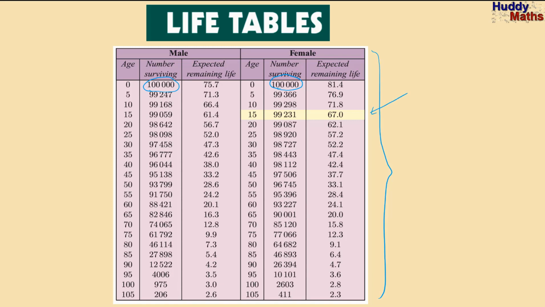It says, if we started with 100,000 females we measured, at the age of 15, how many were left? Had any died? Yeah, some have. We still had 99,231 left. You'd expect that. You don't expect people to die much before they're 15. And then, if they were one of those, they then went on to live 67 more years. So that would mean they would end up on the average at 82.